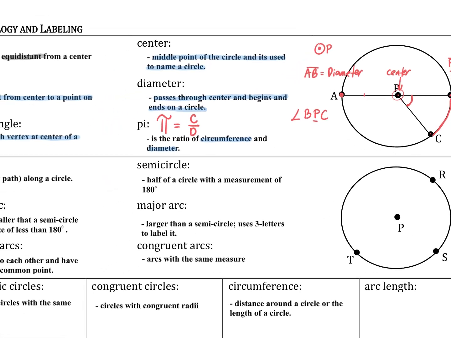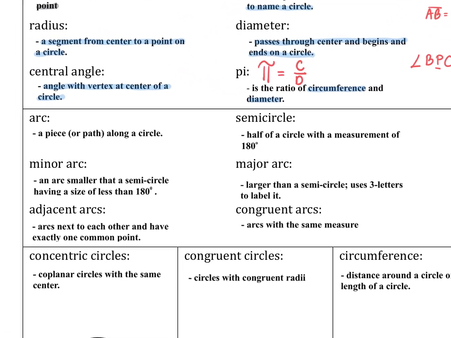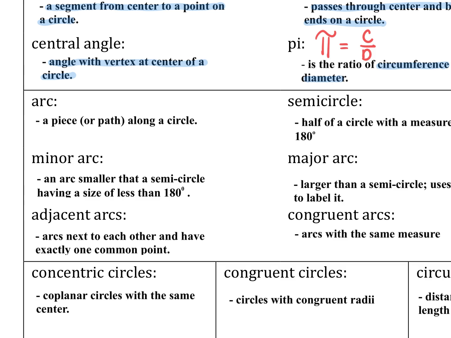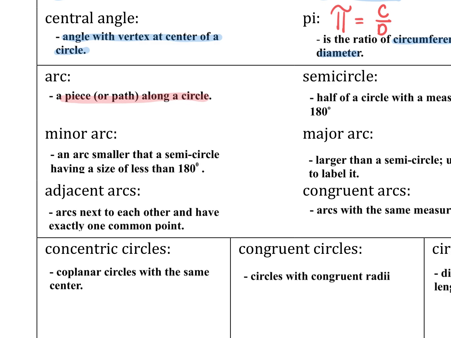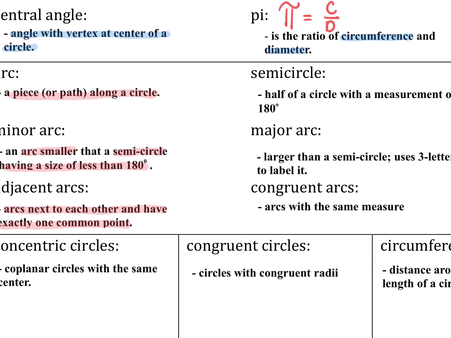So let's look at more terminologies in here. Arc. An arc is a piece or path along a circle. Very simple definition. The minor arc is an arc that is smaller, keyword is smaller, than a semicircle, having a size of less than 180. Adjacent arcs are arcs next to each other that have exactly one common point. So let's not get that incorrectly.